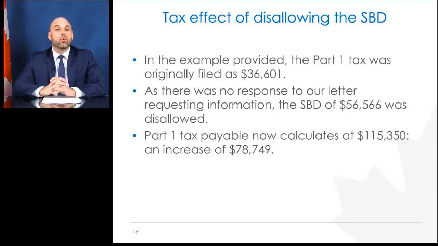Our example corporation originally filed its T2 return indicating Part 1 tax as $36,601. There was no response to our letter requesting information, so the SBD of $56,566 was disallowed. As a result, the T2 Part 1 tax payable now calculates at $115,350, which is an increase of $78,749. When the SBD is disallowed, this not only changes the tax rate, but it may also impact other calculations on the return and the balance due date.